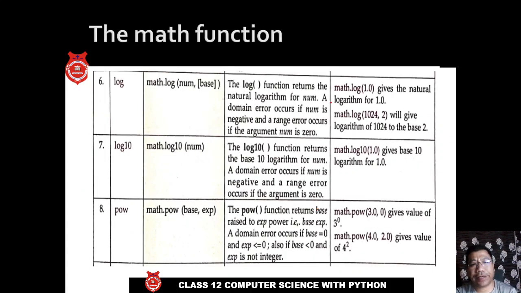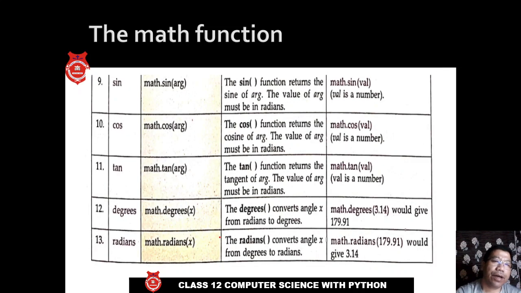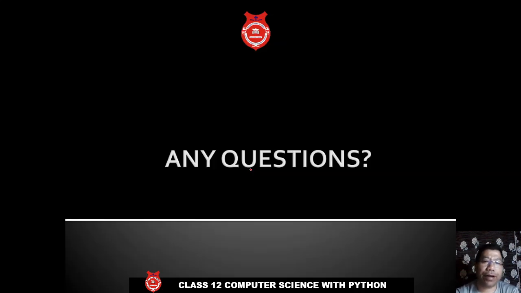Now let's go to the next slide. We still have the log function. We can also find the log10 function. We can also find the power. If I say 3 to the power 0, it will become 1, or 1 to the power 0 will become 1. 4 to the power 2 will become 16. This is the power. And we can also find sine, cos, and tan. Since this is not a mathematics class, I'll not go deep into this, but if you want to implement it, you can do it easily. We have degrees, radians, etc. All right, do you have any questions?